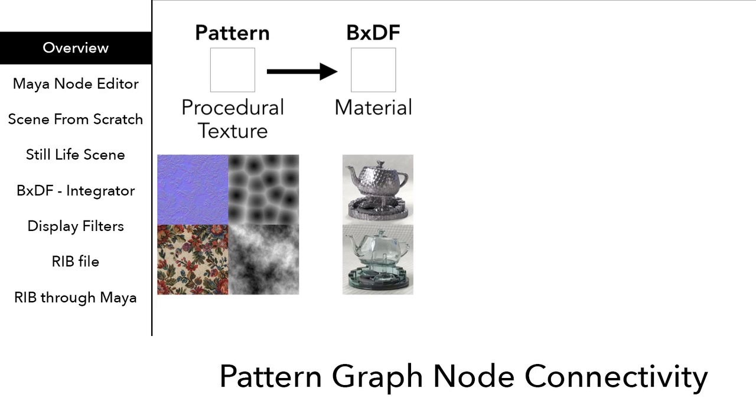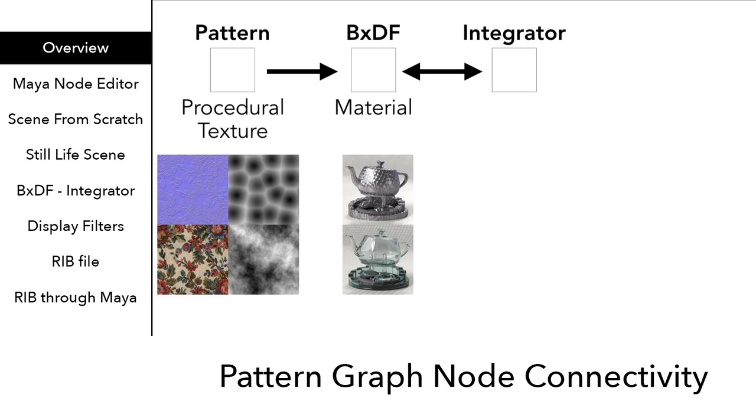And here it could be a glass, like we see in the renders here. It could be metal. That's a different kind of BXDF. It could be subsurface scattering. So they're all the different shading models. And we have a double arrow here because that goes back and forth with this thing we call the integrator. And there's a lot of back and forth with the integrator.